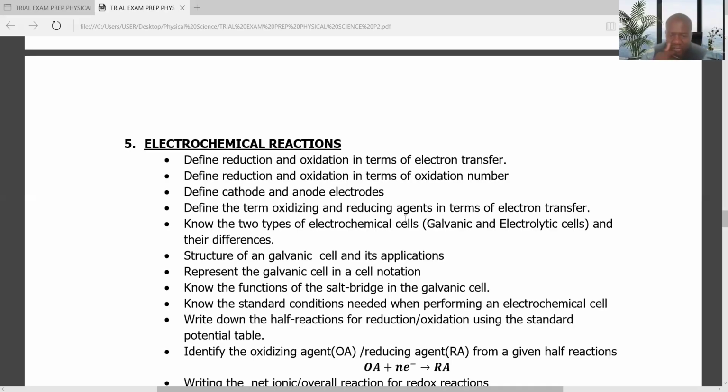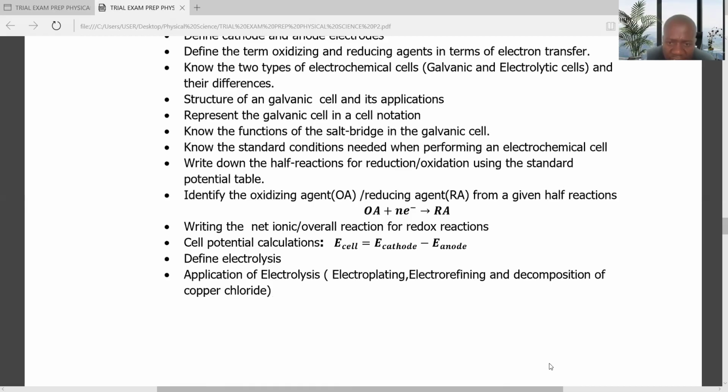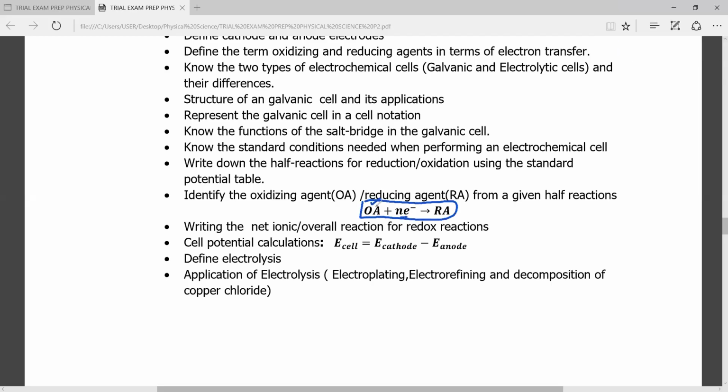So as I was saying, you need to be able to write down the half reactions using the reduction potential half table, but I think I will address that. And again, by identifying the oxidizing agent or reducing agent from the half reaction. When you are identifying an oxidizing agent, you'll see it by the number of electrons. This is a formula that you need to use to identify: oxidizing agent plus the number of electrons gives the reducing agent. So where there is an oxidizing agent, there should be a number of electrons added on it.